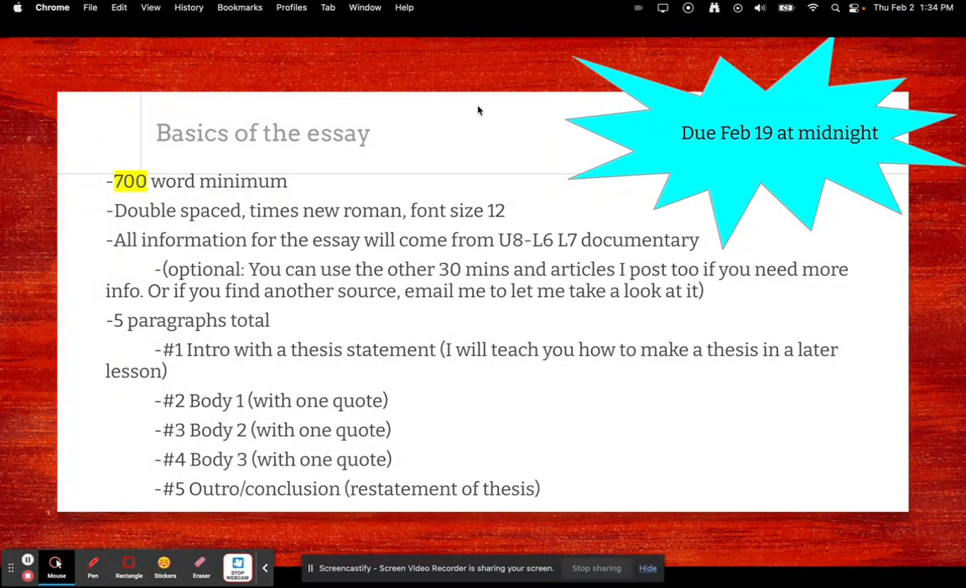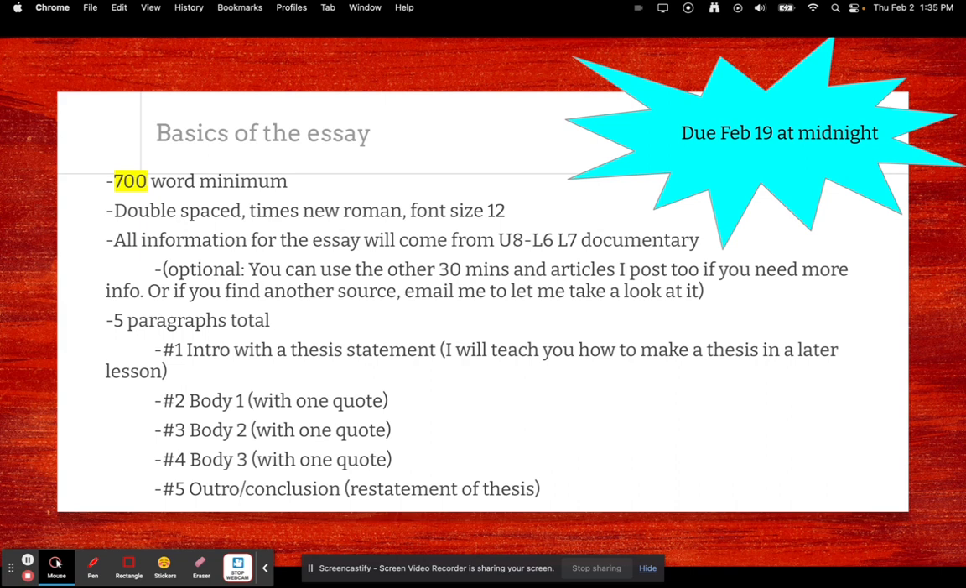So here's just kind of the basics of the essay. It is due February 19th at midnight. It is a 700 word minimum. It is supposed to be double spaced, Times New Roman, font size 12, pretty standard. All information for the essay will come from the U8, L6, or L7 documentary. Optional, again, you can use the other 30 minutes of the Plague movie that I will post and any other articles that I post as well.